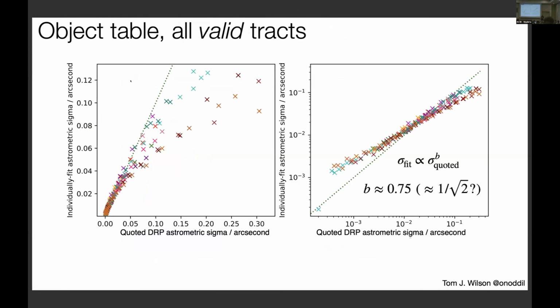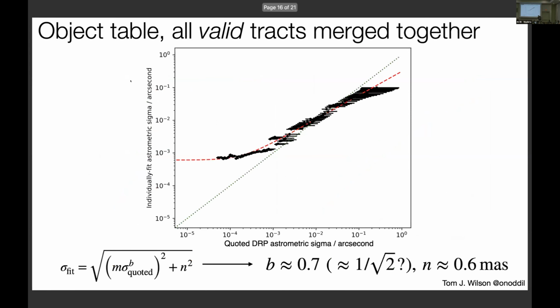So if we plot, again, all object table valid tracts for all of these magnitude slices, you get a power law in the function of the covariance as quoted by the catalog, its dependence on the scatter of the separations. And that number is 3/4, maybe it's 1/√2. I get suspicious when I see numbers that could be √2 in things like astrometry.